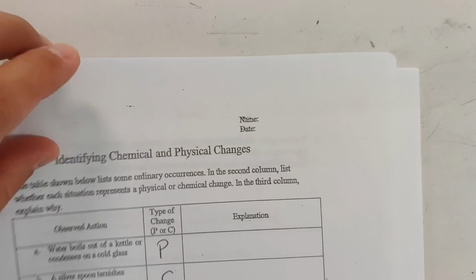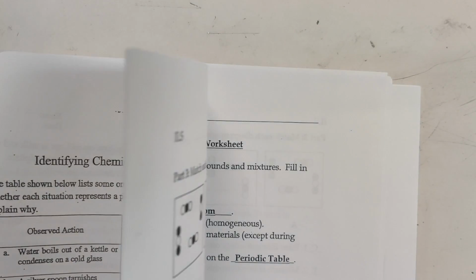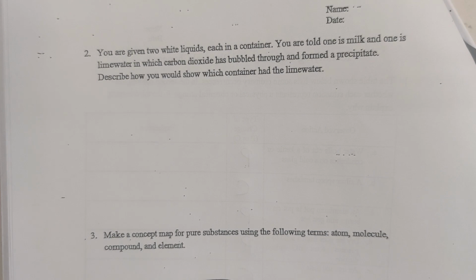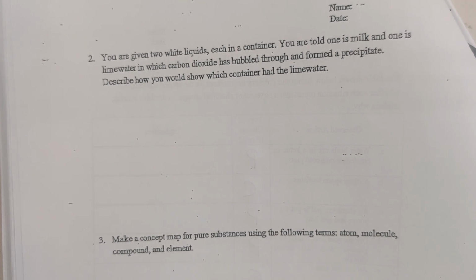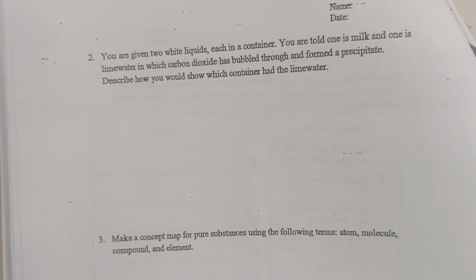Now on the back side, if you'd like, and I want you to do these, you do have to write the explanations there. I've kind of given them to you, but you can write those down on your own. On the back side, you can take a look at this, and I think this is pretty nifty. You are given two white liquids, each in a container. You are told one is milk and one is lime water, in which carbon dioxide has bubbled through and formed a precipitate. If you watch the video that I just told you about with the guy in the lab, he made lime water and it looks like milk. So you're told one's milk and one is lime water. Describe how you could show which container had lime water and which had milk.